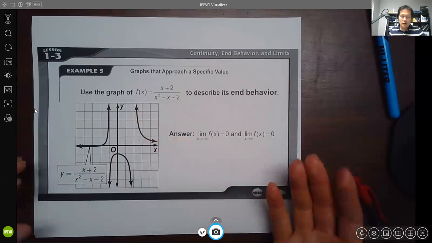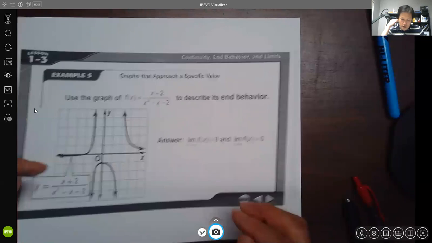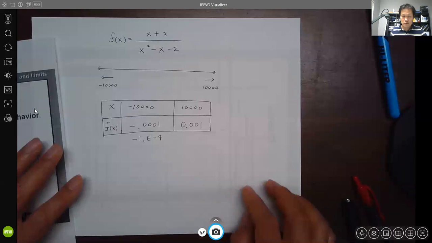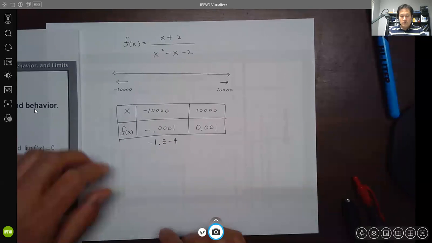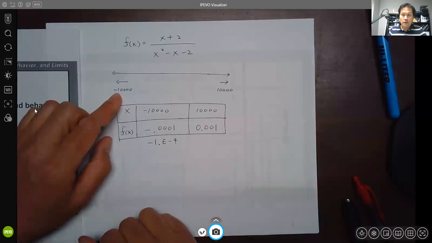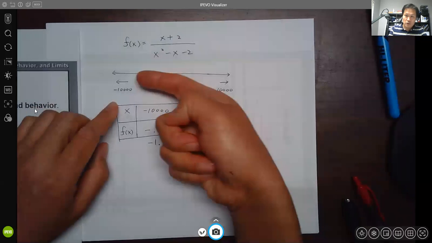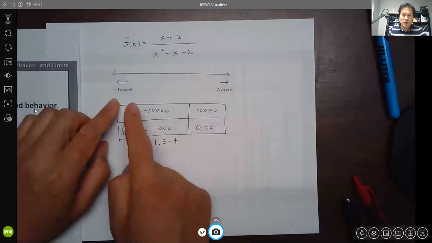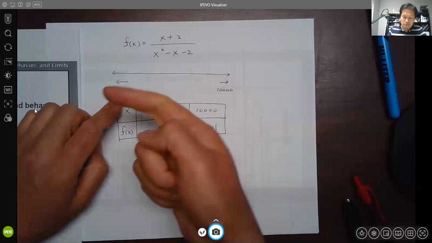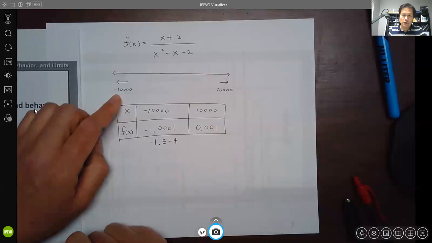So for that, you might want to do a table. If you plug in a very, very small number for x, you keep going to the left. Of course, the x value is going to get a lot less than this, but just pick minus 10,000 for the x value.